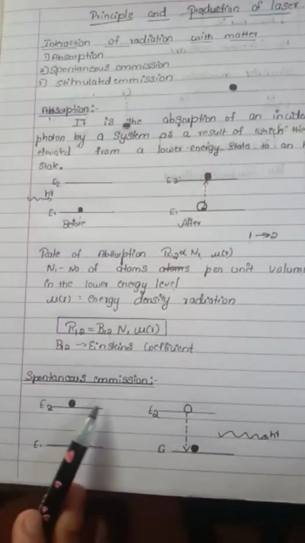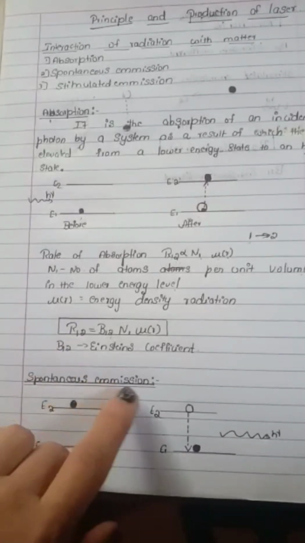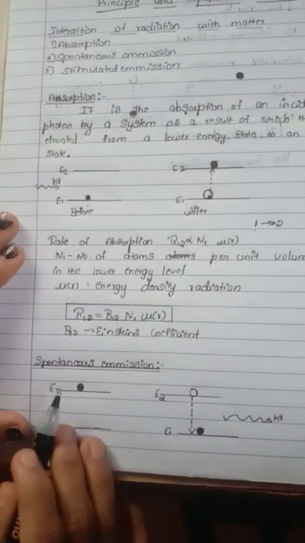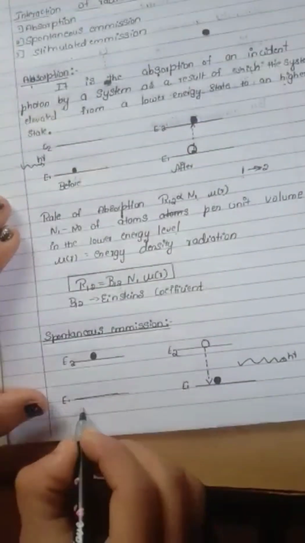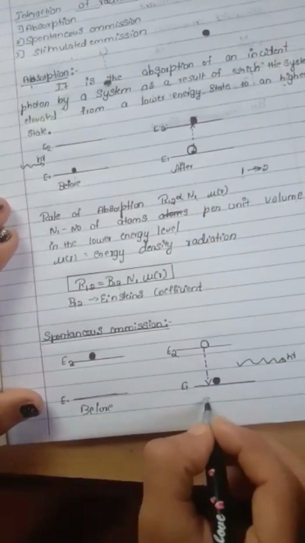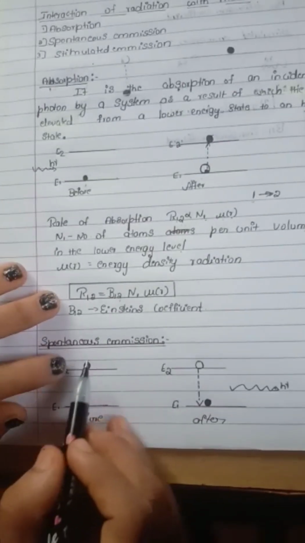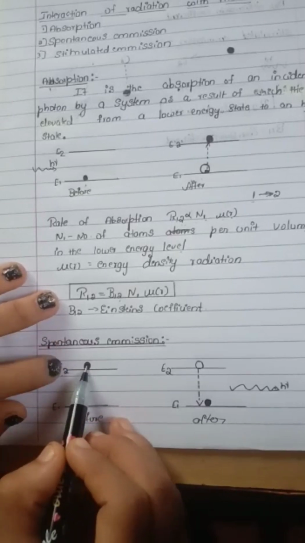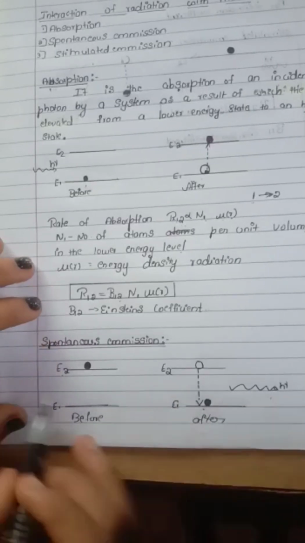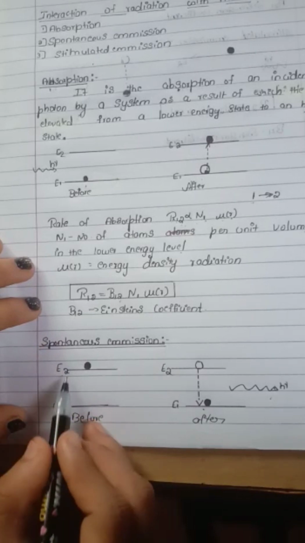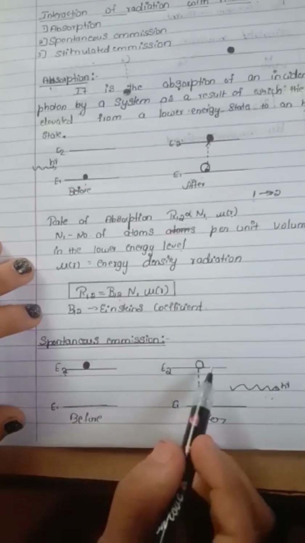Next, let us see what is spontaneous emission. As the name suggests, emission means emitting. Here E1 and E2 are the two energy levels; this is before and this is after. Before, the energy level E2 has an atom in the higher energy level. After, it comes to the lower energy level by emitting a photon. But here we do not give any photon entering E1 and E2. Only it emits. Hence it is known as spontaneous emission.